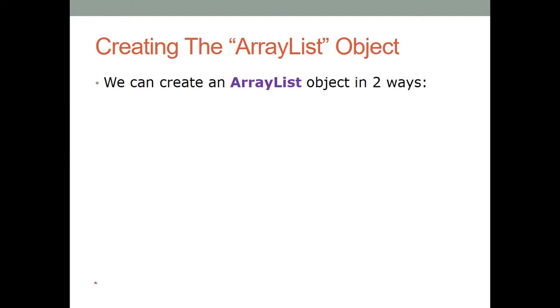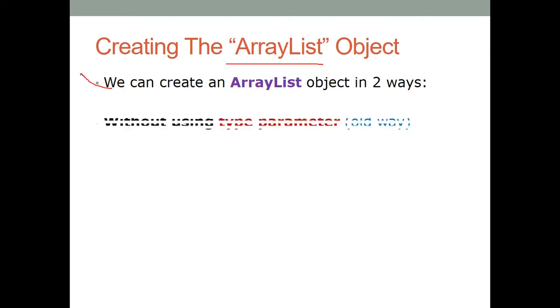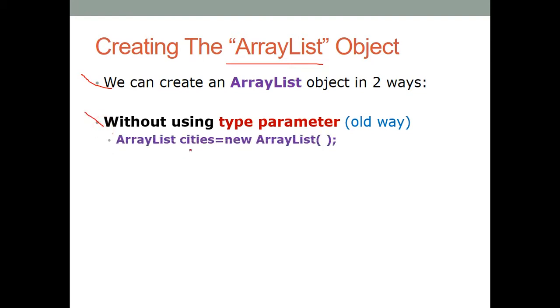Creating the ArrayList object. How to create an ArrayList object? We can create an ArrayList object in two ways. First is without using type parameters, meaning without generics: ArrayList city = new ArrayList. It is the old way.